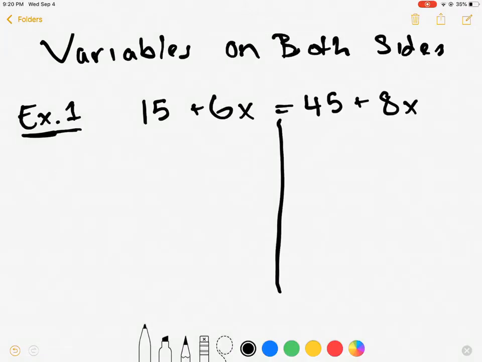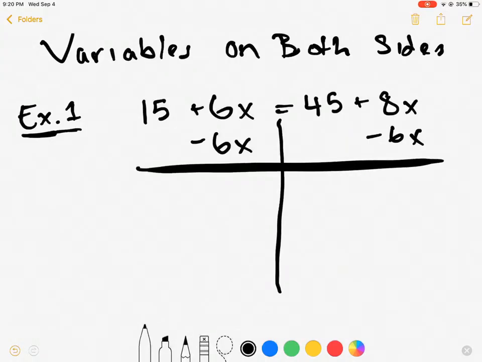The very first thing that we're thinking about when we try to solve a variables on both sides problem is that we want to isolate our x variable on one side of the equation. So we want to eliminate one of the variable terms, and we want to start with the smaller valued variable term. In this case, that's the positive 6x on the left side of the equation. By subtracting 6x from both sides, we can isolate that variable term on the right side of the equation.